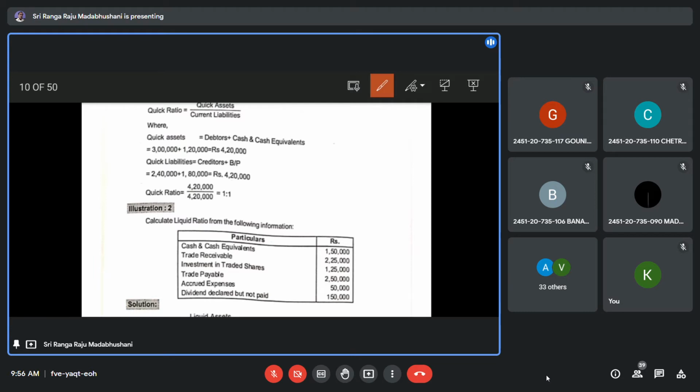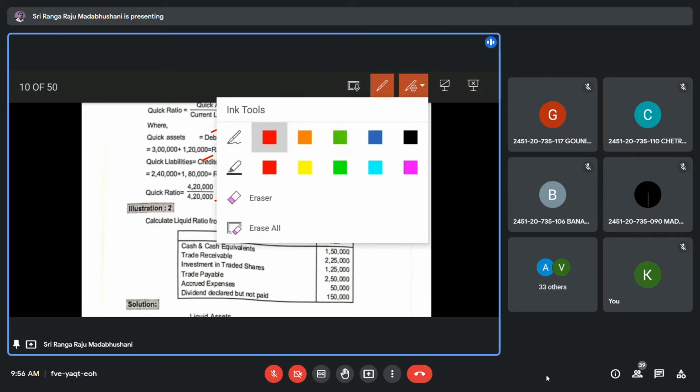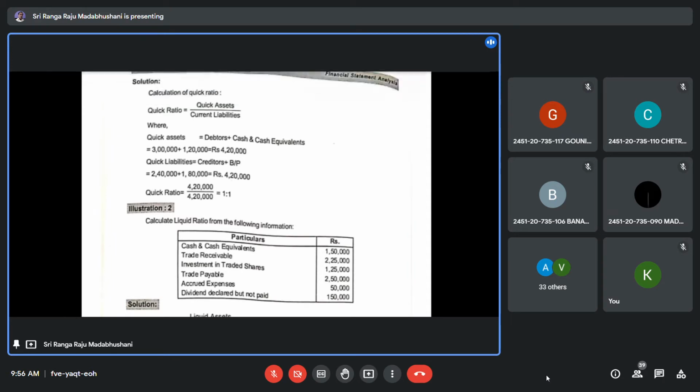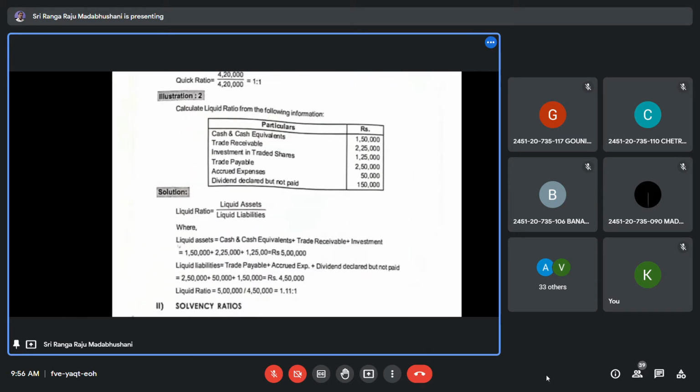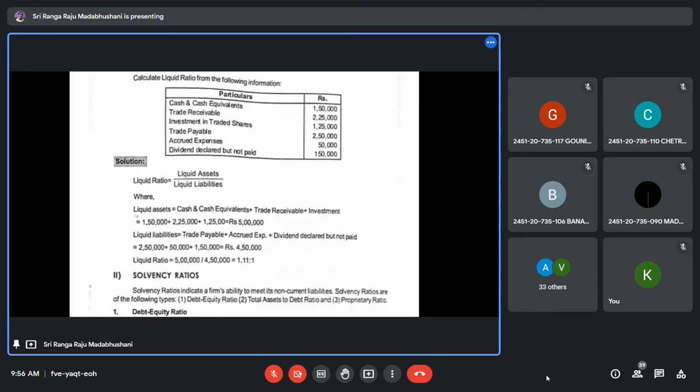So quick assets: debtors, cash and cash equivalents. Then liabilities: creditors and bills payable. So the ratio is 4,20,000 by 4,20,000. It's an ideal ratio. So the firm's liquidity position is good.